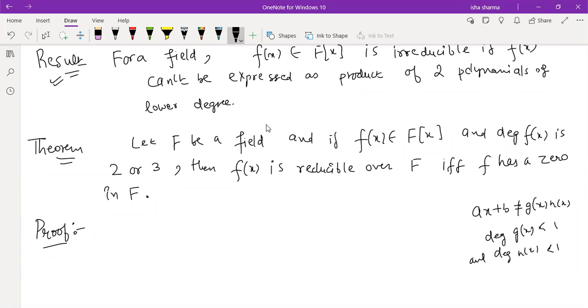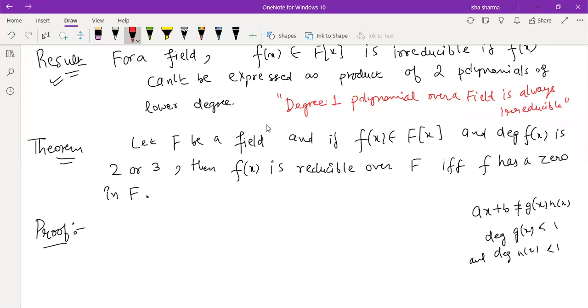So a degree 1 polynomial, or you can say a linear polynomial, over a field is always irreducible, right? That is why there is no separate result or theorem for it, because this comes by default from the result which I just stated.